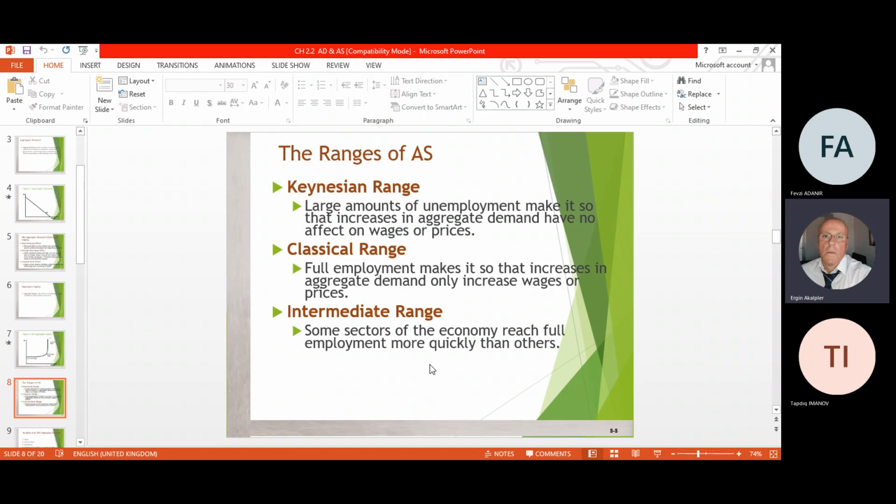And in the intermediate range, some sectors of the economy reach full employment, as mentioned, more quickly than the others. From this point of view, some will reflect it to the wages and shift the economy and productivity to higher positions, and some probably will not be heavily affected by these changes, and then this is not reflected to the whole market or to some sectors in the market.